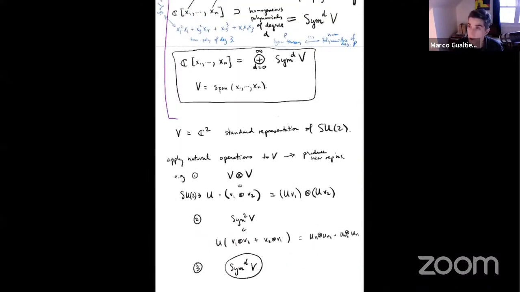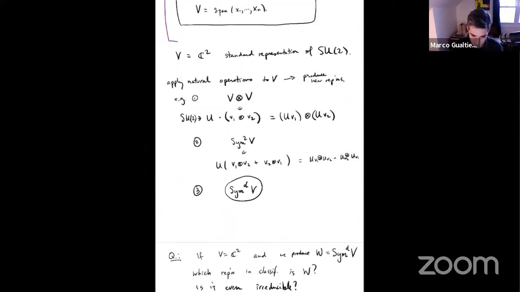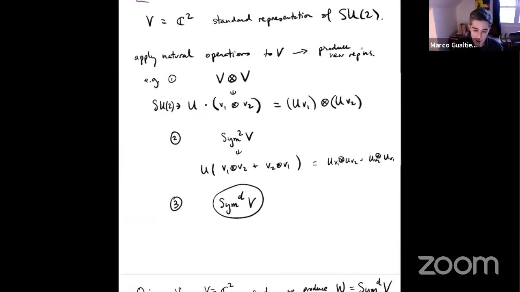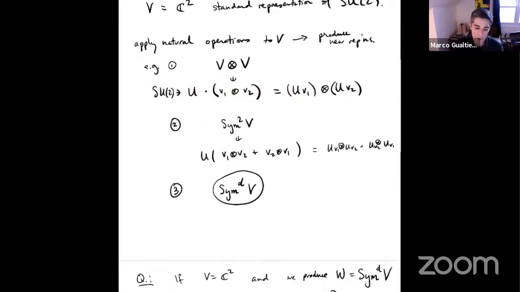So let's see what extra data I want to give here. You see here, if I have a tensor product, then I can act by any unitary matrix in SU2 by just acting on the two factors at the same time. Okay, so when we tensor a representation with itself, it's also going to be a representation. And when we take the symmetric tensor powers of a representation, that will also be, as you can see here, a representation. You just let U act on each of the things in there.